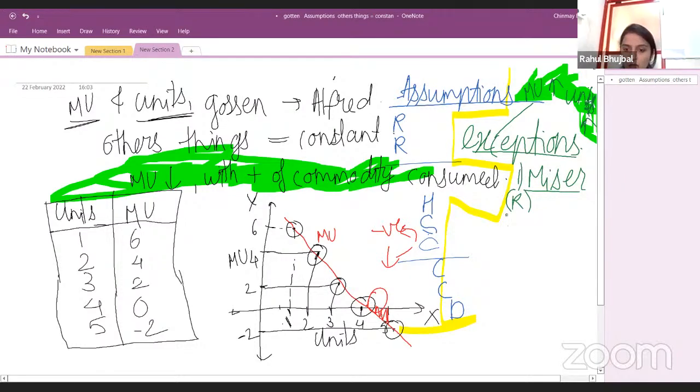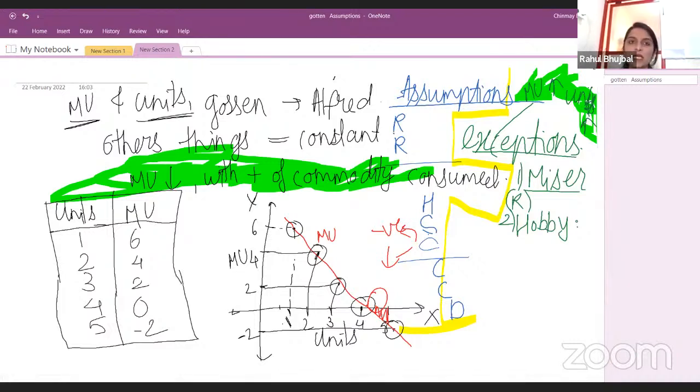Okay? Next, after miser, comes hobby. So what happens in the case of hobby? If you are into any hobby, it can be dancing, it can be singing, anything, whenever you perform your hobby or whenever you do something that you like, will your marginal utility decrease? No, it will increase. Why?